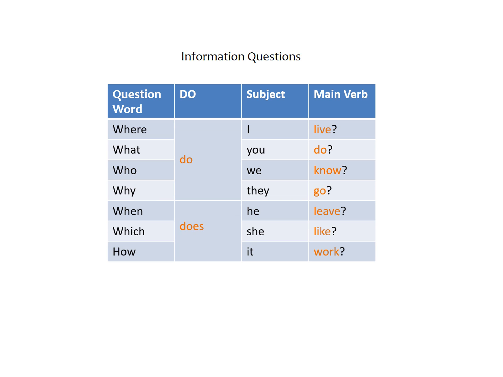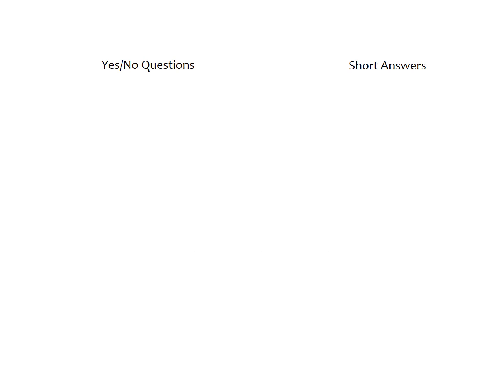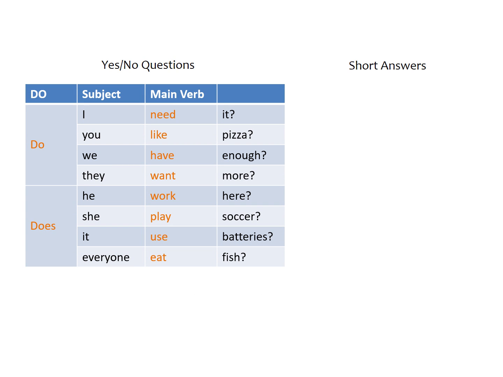With information questions, we begin with a question word and then we continue with our helping verb. Again, the subject-verb agreement is in the helping verb. The main verb does not change. With our yes-no questions, we begin with the helping verb do or does. And again, that is where we use our subject-verb agreement. The main verb does not change.